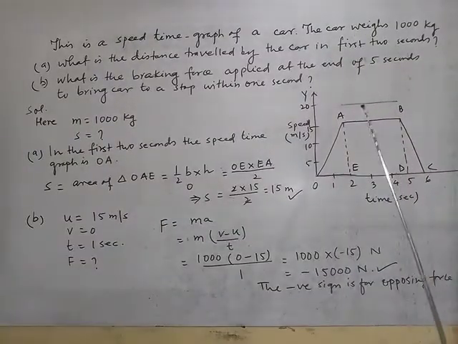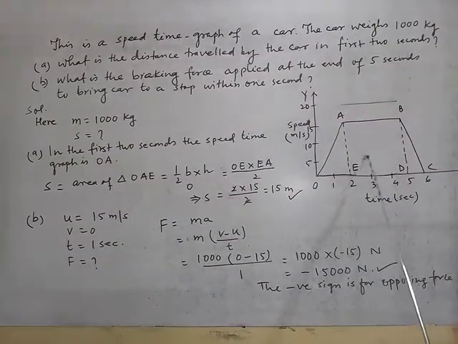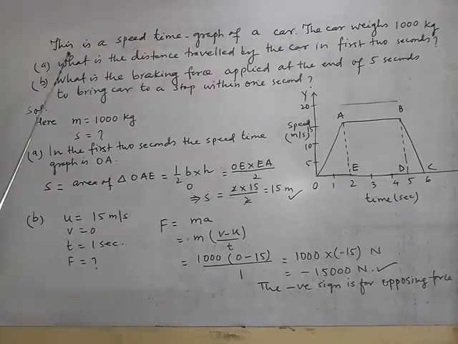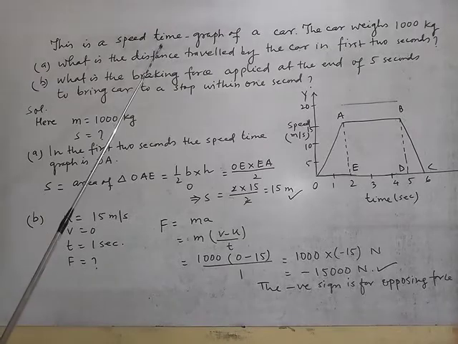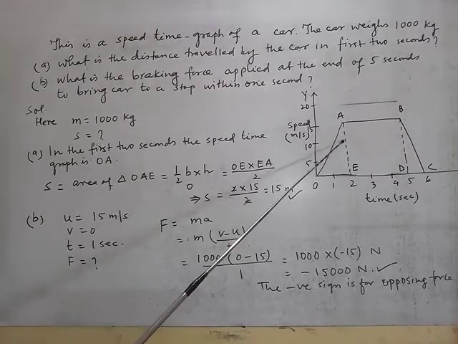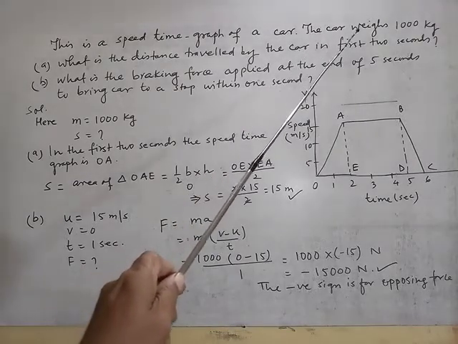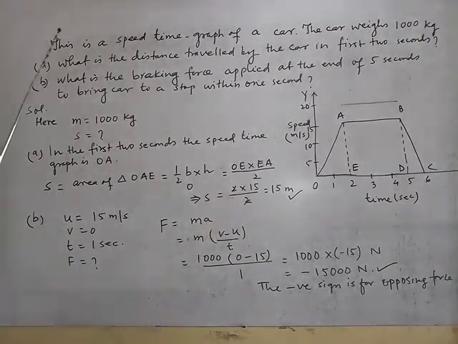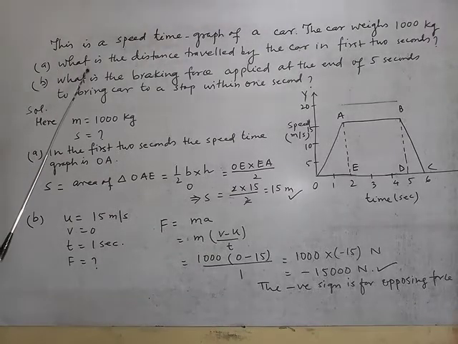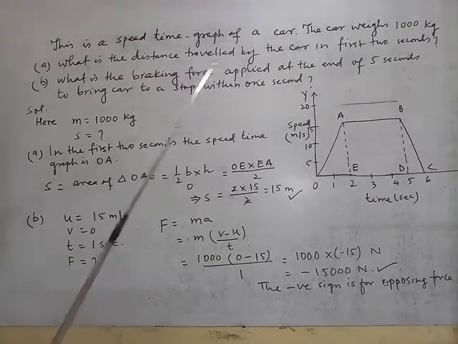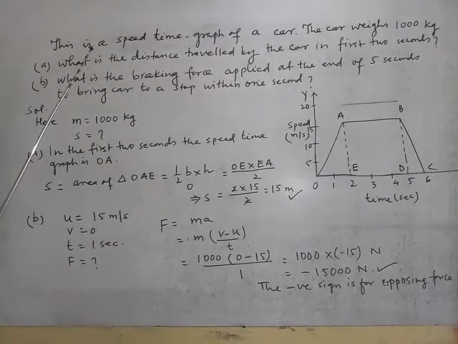This question is also related to graph. This is a speed time graph of a car. The car weighs 1000 kg. The question is, what is the distance traveled by the car in the first 2 seconds? Distance traveled by the car in the first 2 seconds.